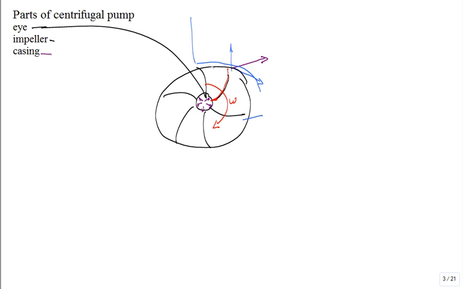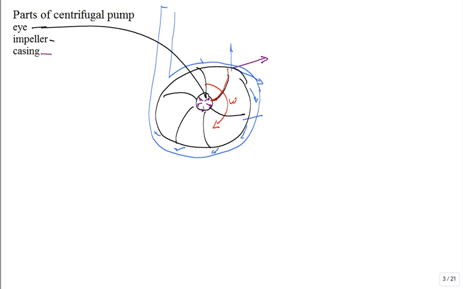The casing is the region which collects up the water, and usually it's small or close to the outside impeller, and then it grows in size and grows in size and then does something like this. I drew it kind of sloppy. There's a pinch point right in there. And that collects up more and more water.